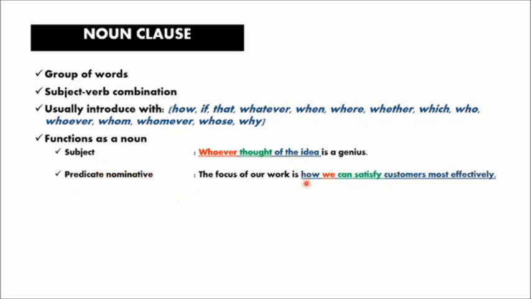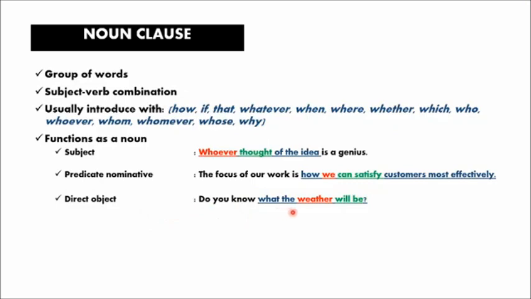The focus of our work is how we can satisfy customers most effectively. How we can satisfy customers most effectively is a noun clause. It contains the subject we and a verb phrase can satisfy. The clause acts as a predicate nominative identifying the word focus. Now, a predicate nominative comes after a linking verb. So you have here the linking verb is.